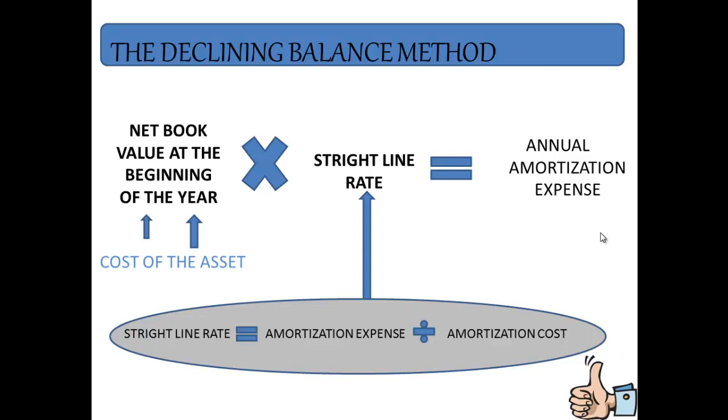amortization expense divided by amortization cost equals the annual amortization expense. It's basically tangible assets losing value, for example, equipment such as trucks, computers, and etc.